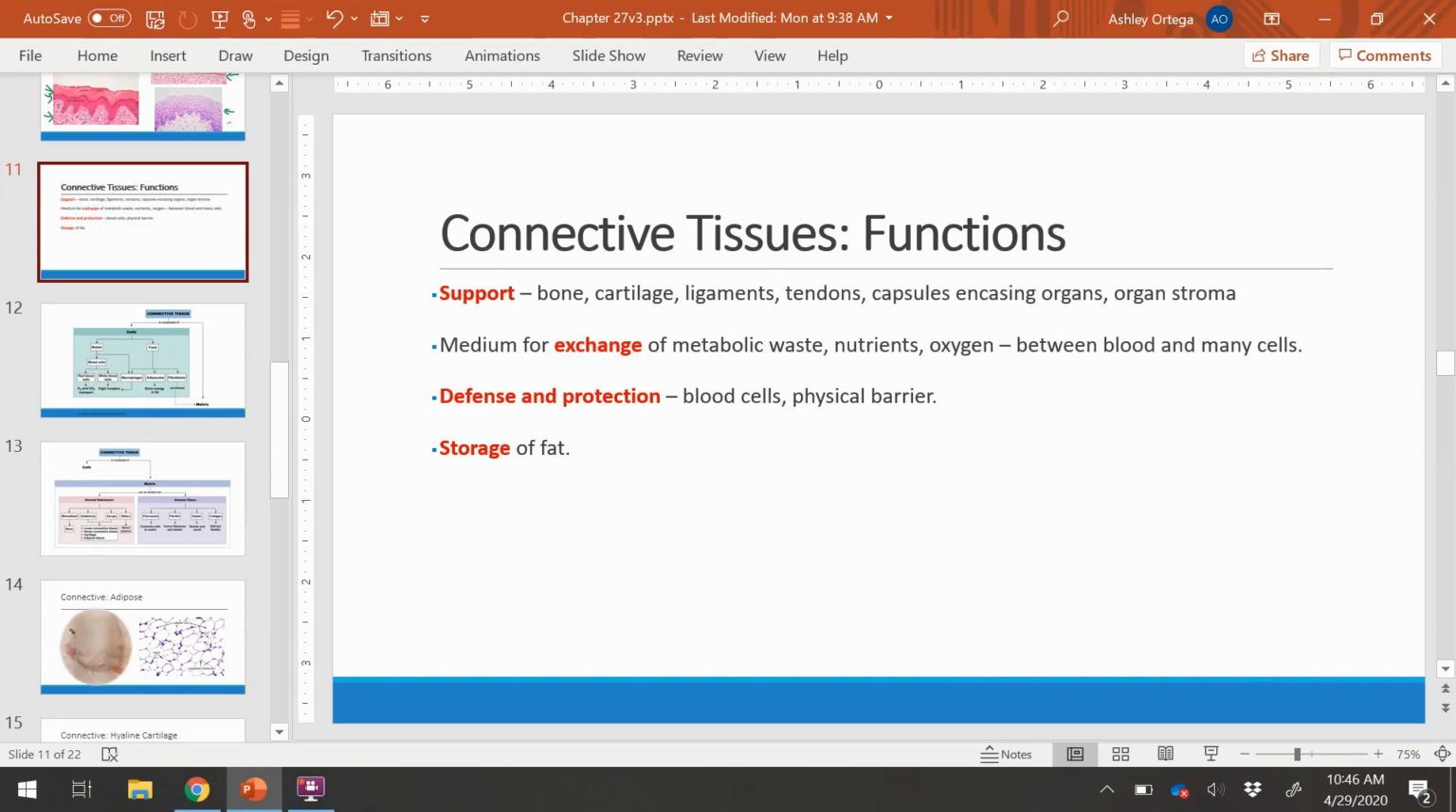It's also a medium for exchange of metabolic waste, nutrients, as well as oxygen, as you find blood in here. So exchanging oxygen and carbon dioxide is done by blood, which is part of the connective tissue, which also functions in defense and protection. So blood cells and then the physical barrier that connective tissue provides will function in protection. And then storage of fat. So adipose tissues are types of connective tissue.